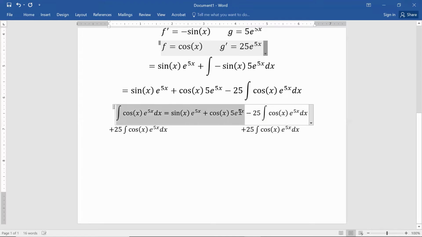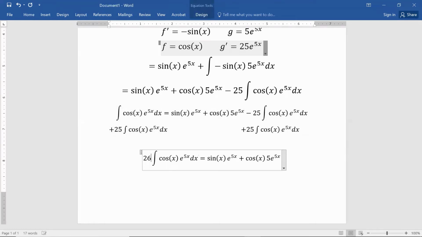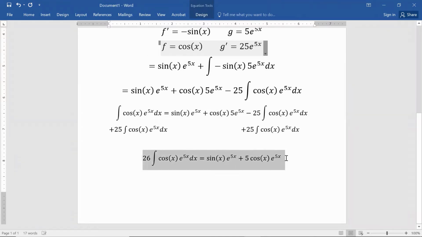When you add one integration plus 25 of the same integrations, you get a total of 26 integrations of cosine x e to the 5x is equal to sine x e to the 5x plus cosine 5 e to the 5x. I'm going to make that a little bit nicer looking. I'll put the 5 in front there. This is what we end up having. The last step is to recognize that, well, the two last steps, I'm sorry. We have two last steps.